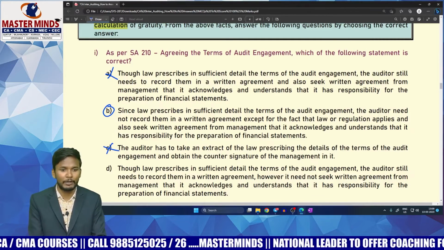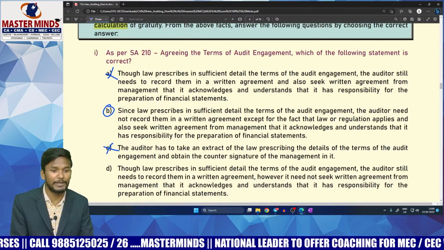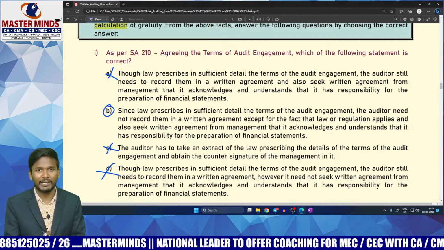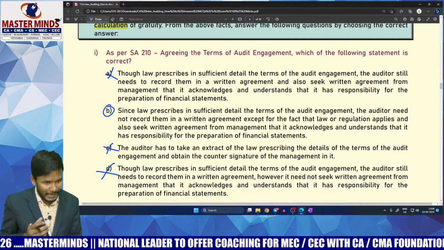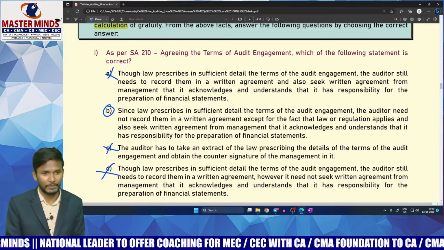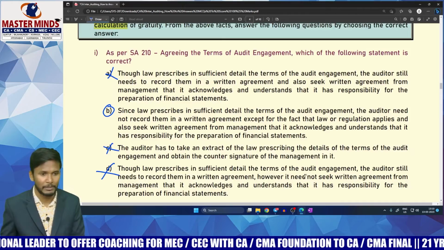Let's see the point. Though law prescribes in sufficient detail the terms of audit engagement, the auditor still needs to record them in writing. Answer is absolutely no. What is the correct answer? If law is very clear, why waste our time? Let's give a reference to law only, and let's ask the management to accept their responsibility. See, these are the points you have to remember. Like that, we have to take the responsibility of the management. Clear? Yes. So let's go to the next one.